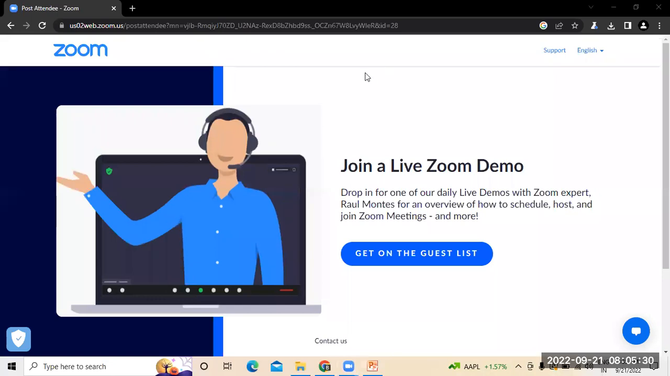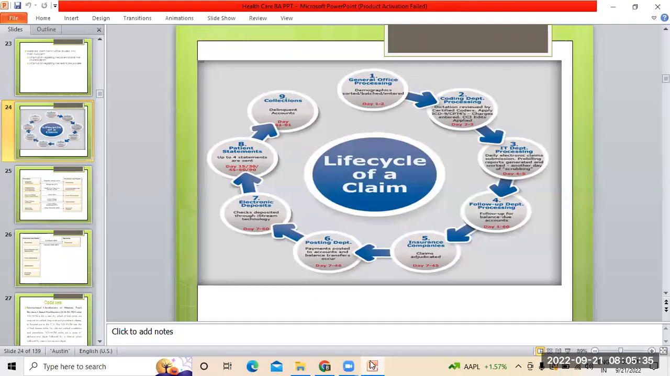Okay. So, what we discussed in the previous session was the HIPAA rules and regulations, like HIPAA, what the HIPAA rules and regulations are and all that. So, we have discussed that in the previous session.